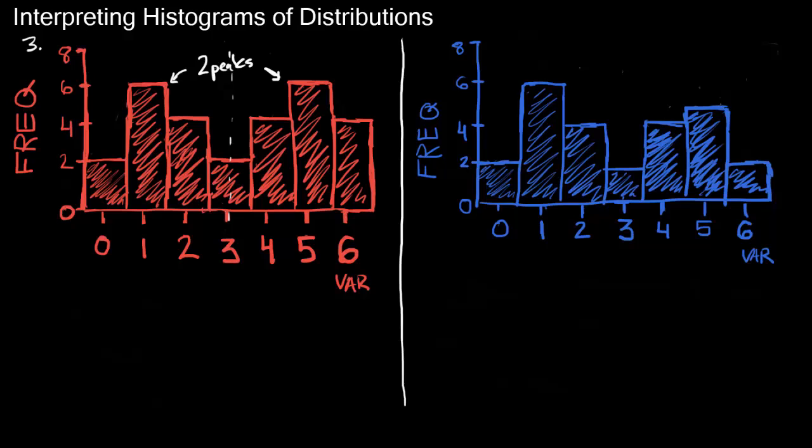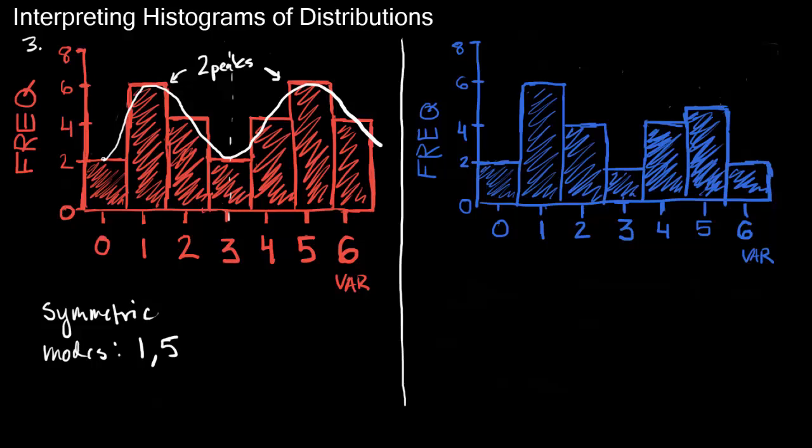All right, so we can draw out something like this. So let's connect the tops of the bars again, pretty roughly, just so you can get an idea of the shape. There we go. All right, so our modes here are 1 and 5. And we can decide that, hey, it looks pretty symmetrical to me. So let's call this symmetrical and bimodal. So this is a symmetrical and bimodal distribution.